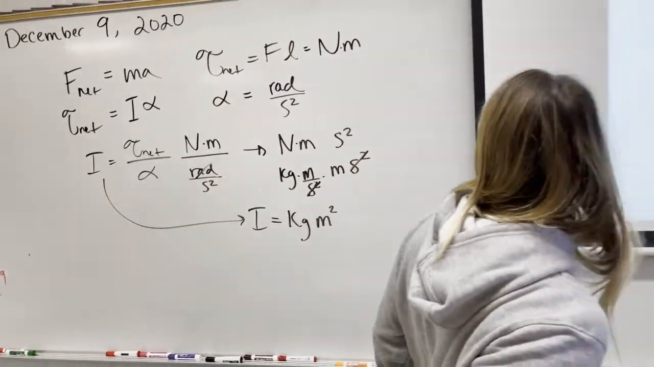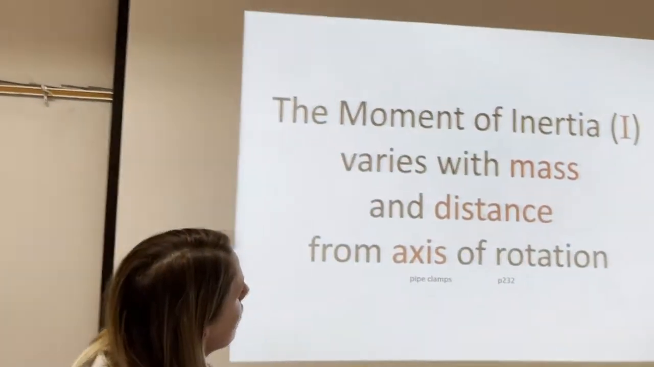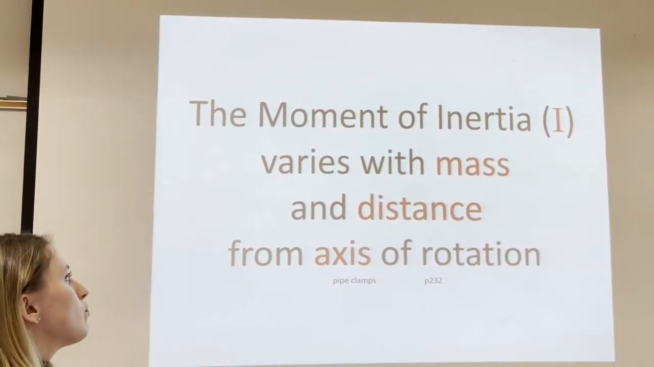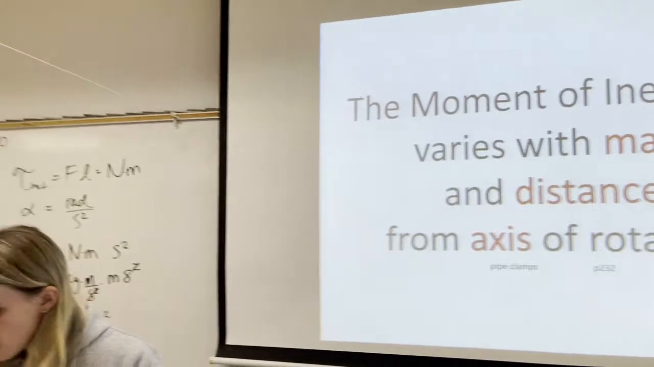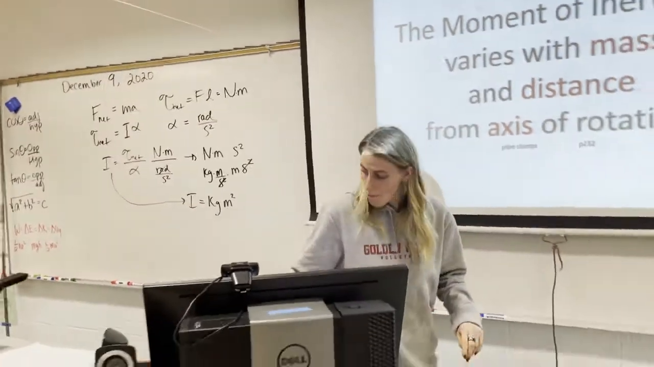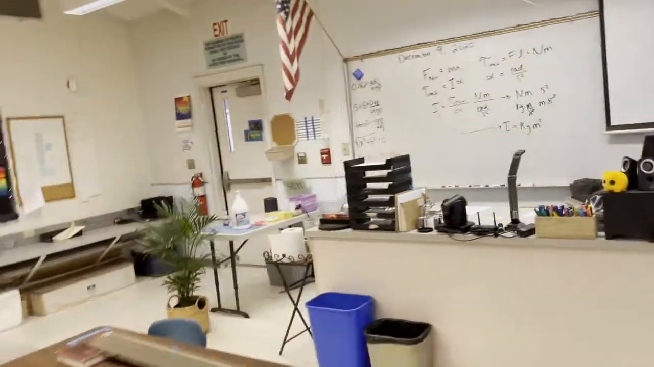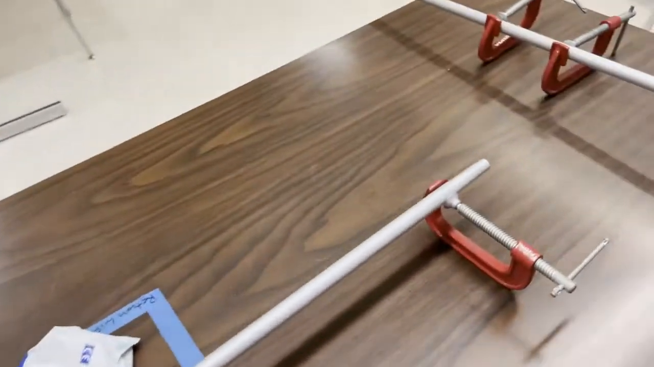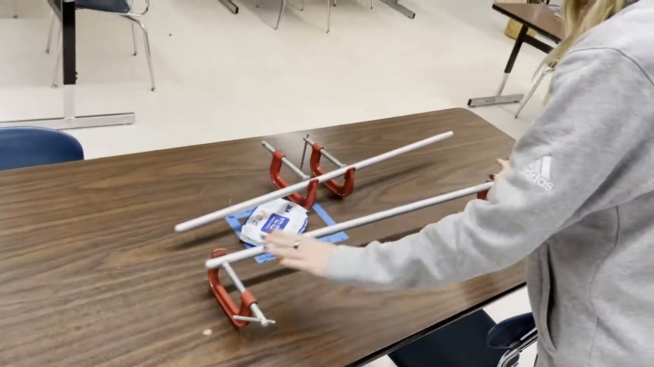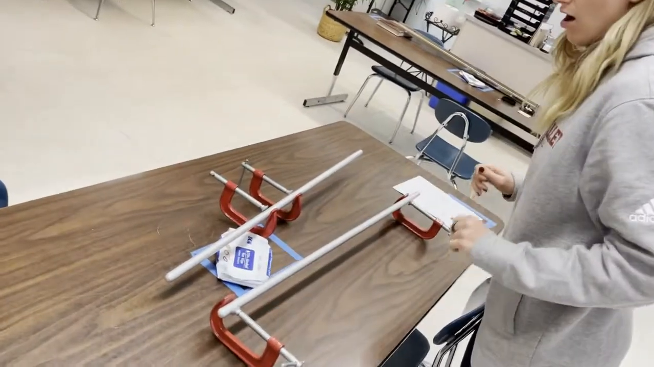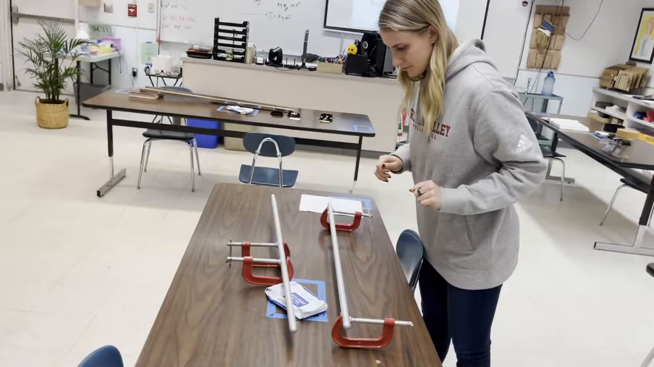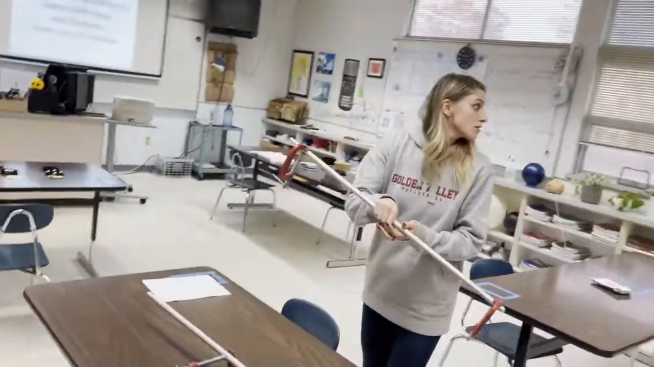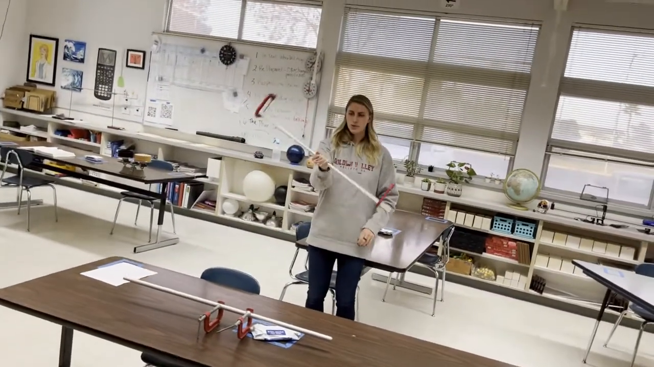The moment of inertia, I, varies with mass and distance from the axis of rotation. Yeah, that's what we've been talking about. We've got some pipes over here. So we have a pipe and two clamps, a pipe and two clamps. They both have the same mass, so the mass of both of these is the same. So what was I going to do? I'm going to twist it in the middle. Okay, I'm twisting in the middle.